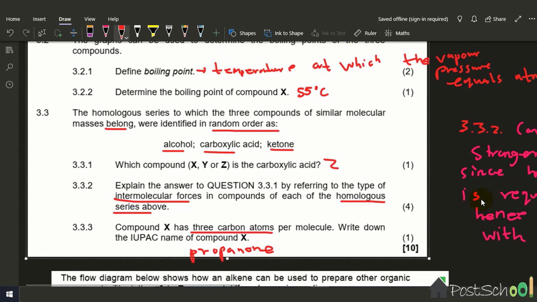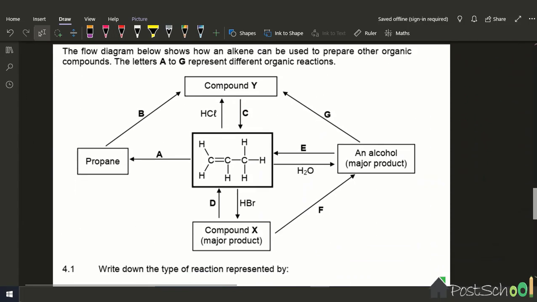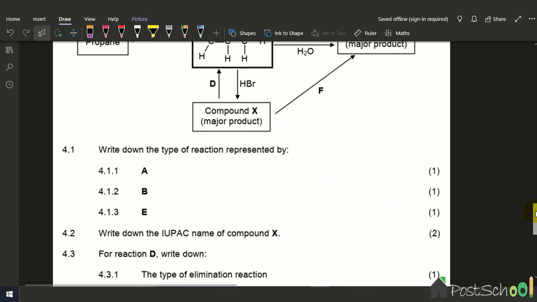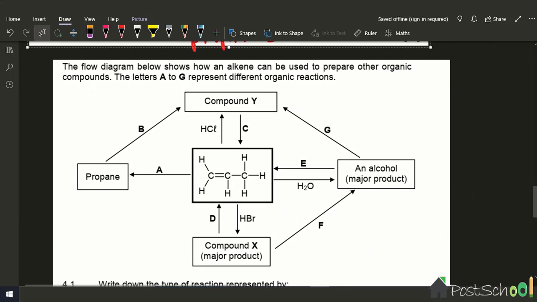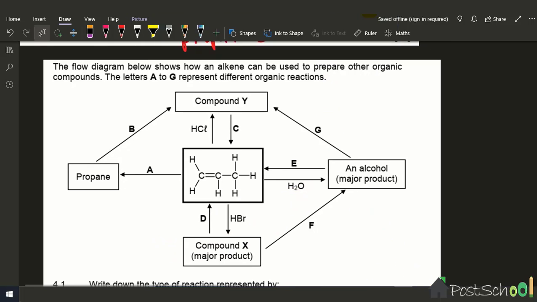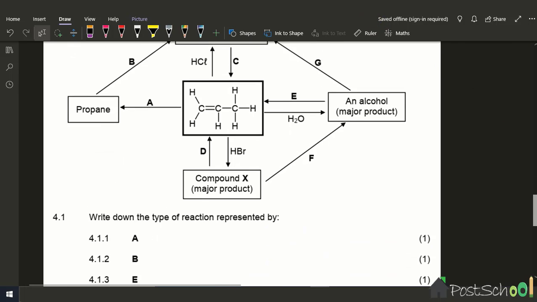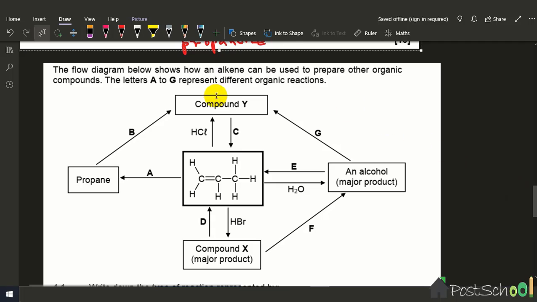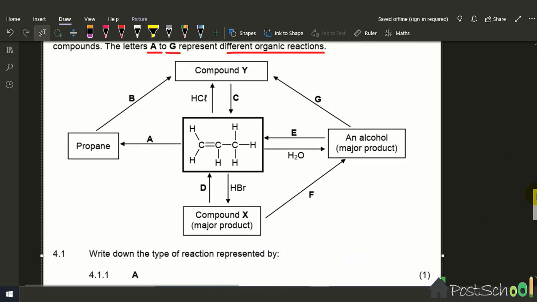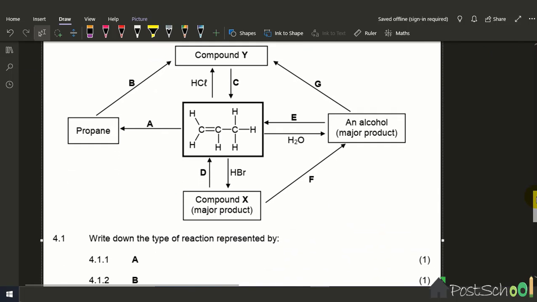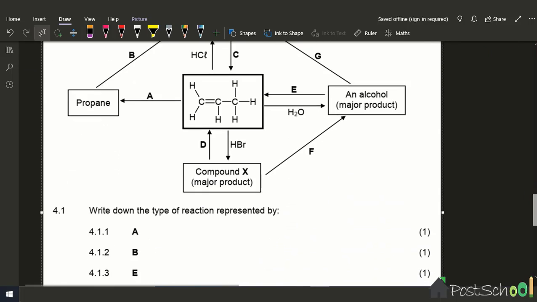Right, let's move on to the questions that involve reactions. So the flow diagram, because I will not spare you, some other questions may arise in the form of flow diagrams. So the flow diagram shows that the alkene can be used to prepare organic compounds. The letters A to G represent different organic reactions, right? And then the reactions that take place. Write down the type of reaction represented by A.